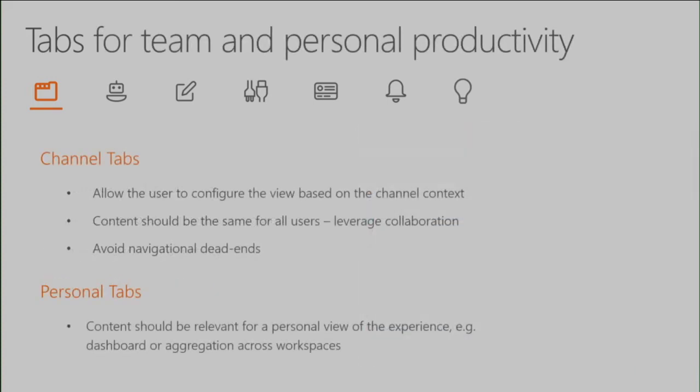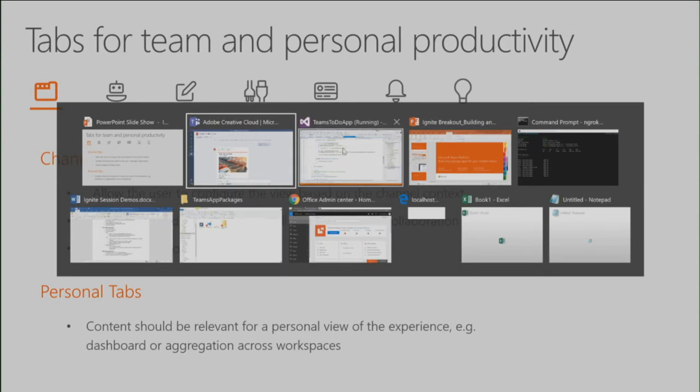Now, there are two types of tabs that I'm going to show and show you guys quickly the code behind: channel tabs and personal tabs. So you saw earlier in the demo that channel tabs are about team collaboration. Personal tabs, on the other hand, it's really about surfacing information relevant to just that user. So enough with the talking. Let's go and see how this thing starts to come together.